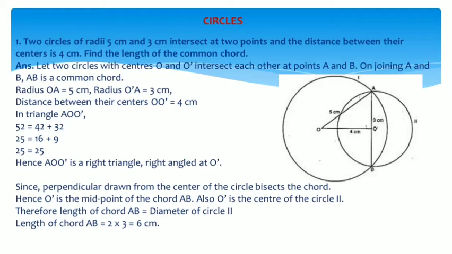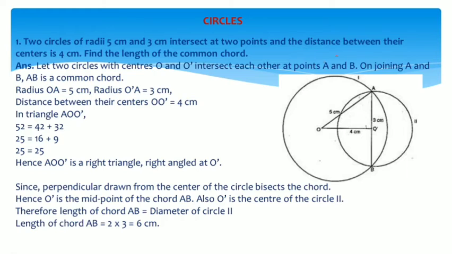Two circles of radii 5 cm and 3 cm intersect at 2 points and the distance between their centers is 4 cm. Find the length of the common chord. So we have two circles with radii 5 and 3 which are intersecting at 2 points. We can see the figure here.